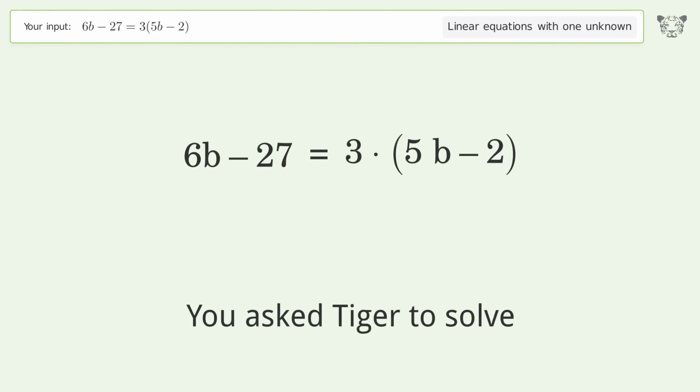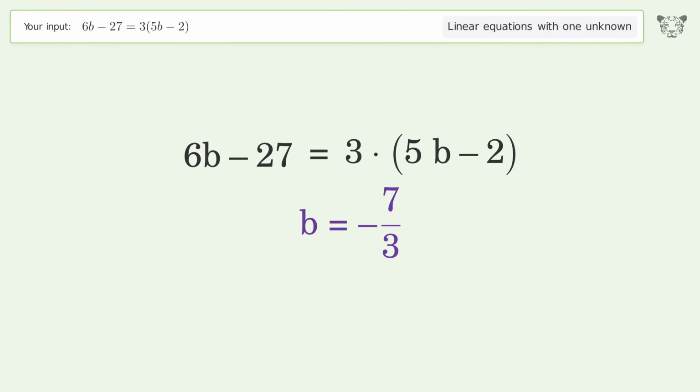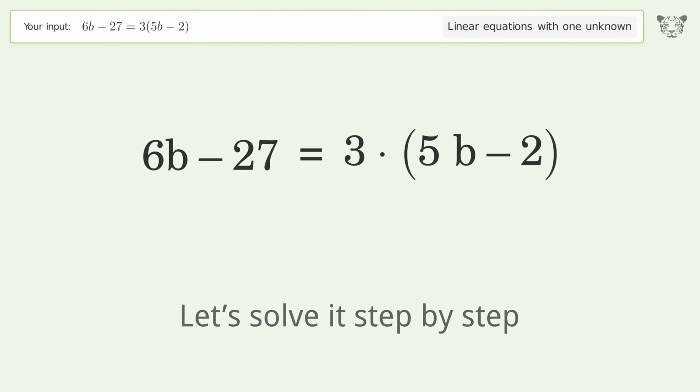You ask Tiger to solve. This deals with linear equations with one unknown. The final result is b equals -7/3. Let's solve it step by step.